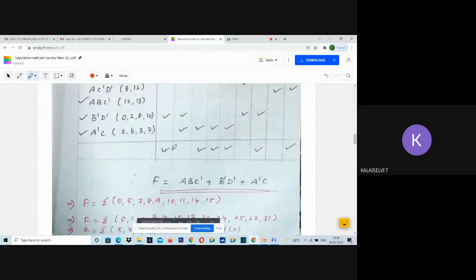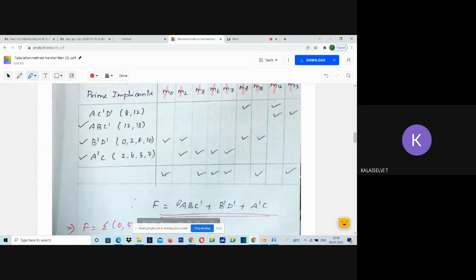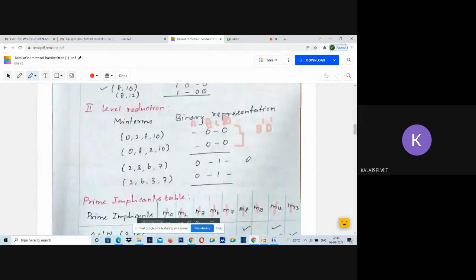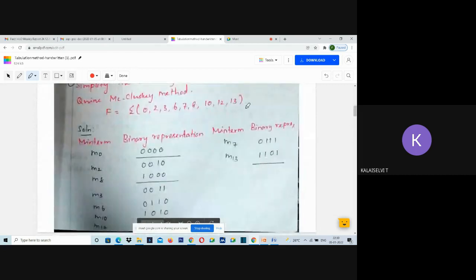So we can write the Boolean function as F is equal to A B C dash plus B dash D dash plus A dash C. Okay, so this is the minimized Boolean function. This minimized Boolean function is found out with the help of the Quine-McCluskey method, otherwise called the tabulation method. Okay, so this is the procedure we have to follow if the Boolean function is like this. See here, this Boolean function does not have any don't care terms.